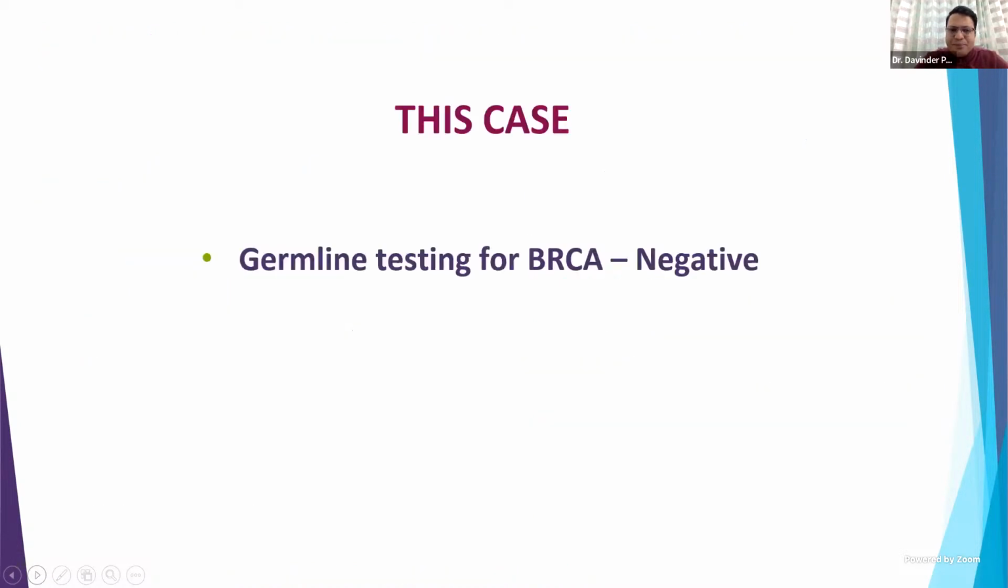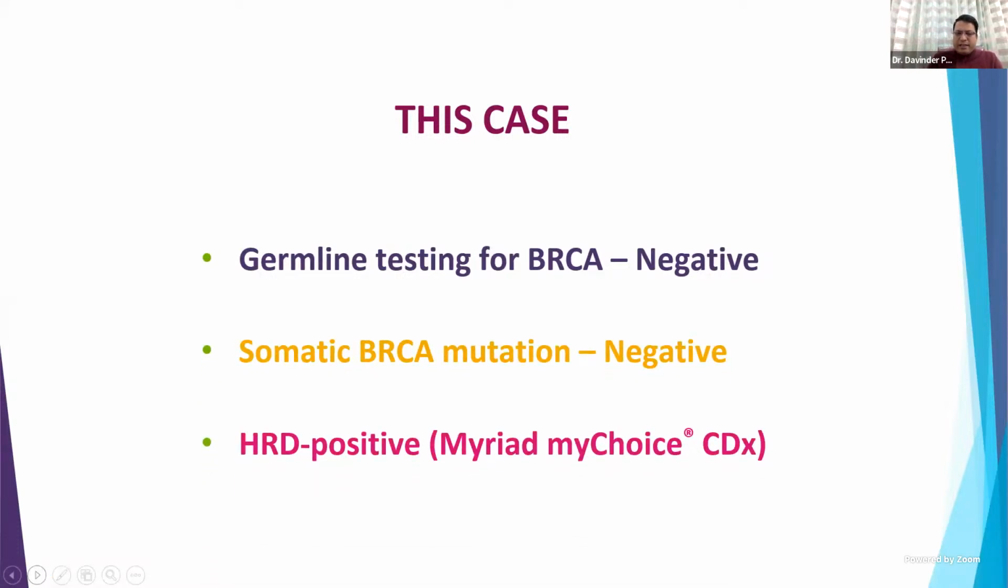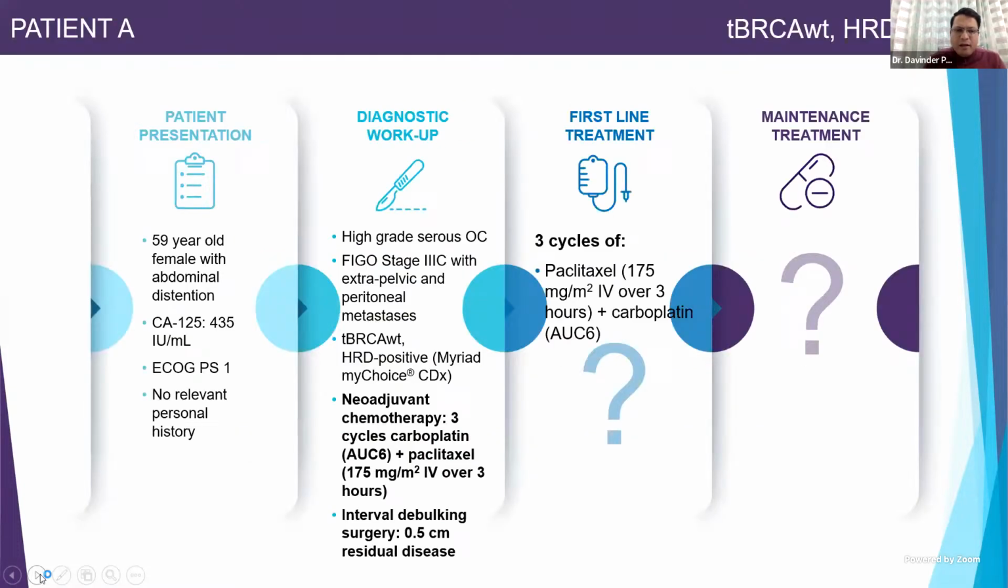Next slide. Regarding this case, germline testing for BRCA came out negative. Next. Somatic also came out negative. Next. And this patient turned out to be HRD positive by the Myriad testing. Next slide. So again, this patient received all the treatment: neoadjuvant chemotherapy, followed by interval debulking surgery, and followed by adjuvant paclitaxel and carboplatin. So what about the maintenance treatment?